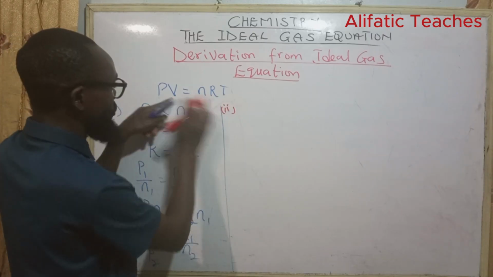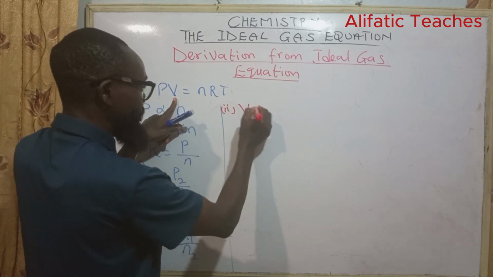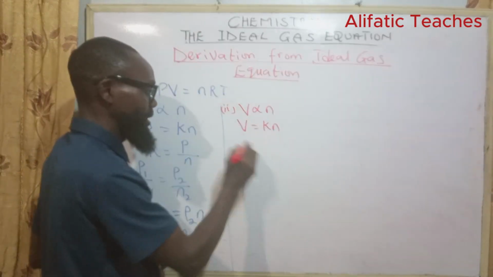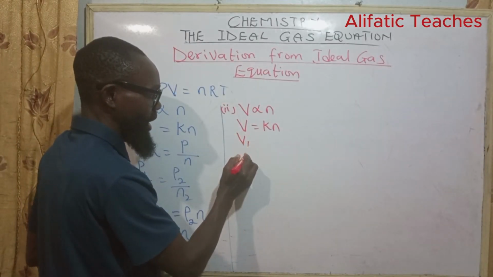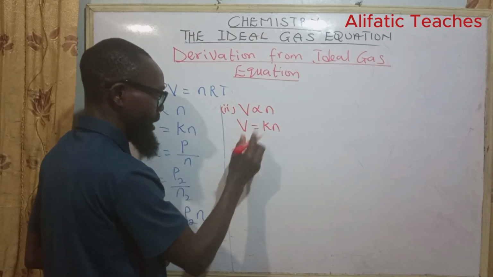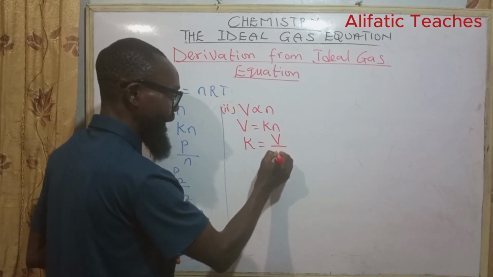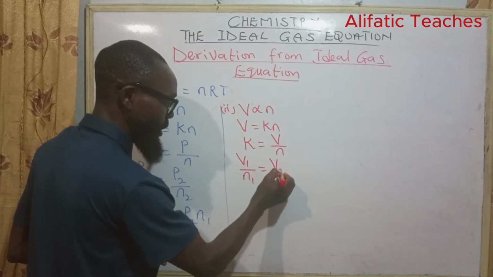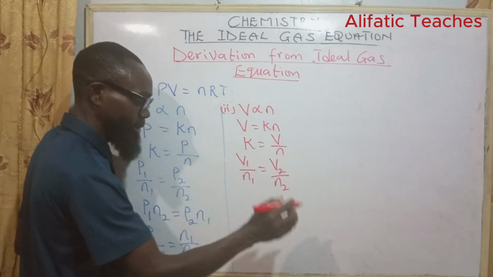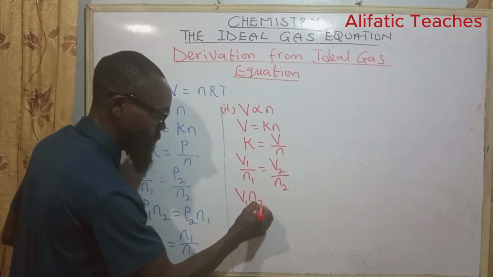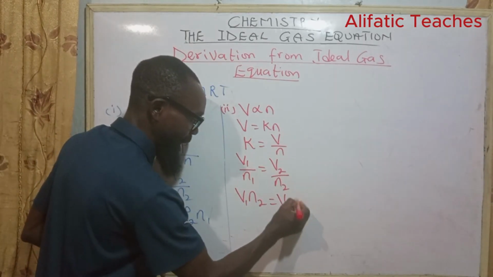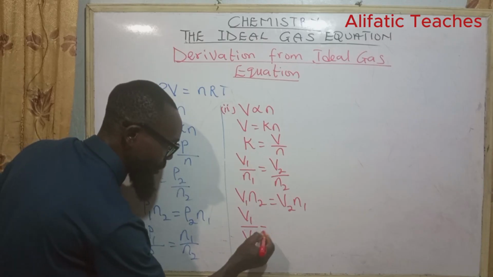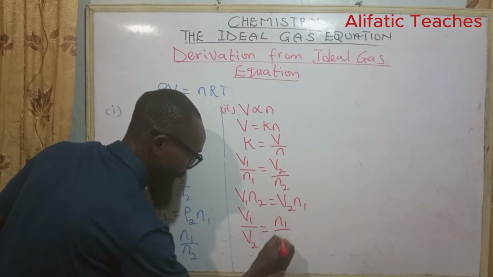Our volume here is also directly proportional to n. V is equal to Kn, since our K is constant. K will be equal to V over n. So we have V1 over n1 is equal to V2 over n2. Cross multiply as usual. V1 n2 is equal to what? V2 n1. Also, we can say V1 over V2 is equal to what? n1 over n2.